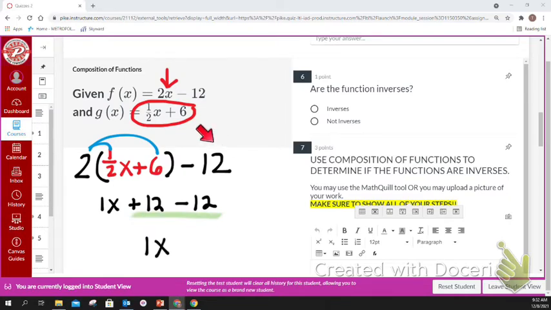So you need to write this, take a picture, and upload this work for number 7. And what is going to be your answer to number 6? Are you going to say inverses or not inverses? Inverses, because it did equal x. So you need to copy this down, take a picture, and upload this work for number 7. That is your proof as to why they are inverses.